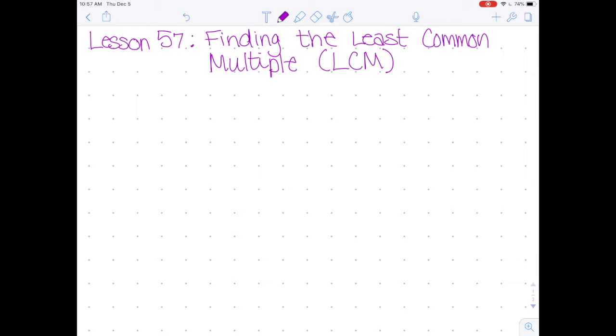Okay, lesson 57 is finding the least common multiple. So some of this should be a little bit of a review because you've done least common multiple before. So the steps for finding the least common multiple are to first write the prime factorization of both numbers. Remember, that's when we make the number tree and break it down into the smaller numbers.